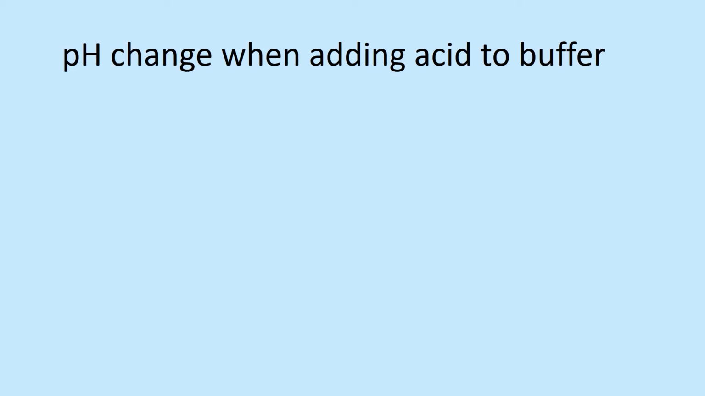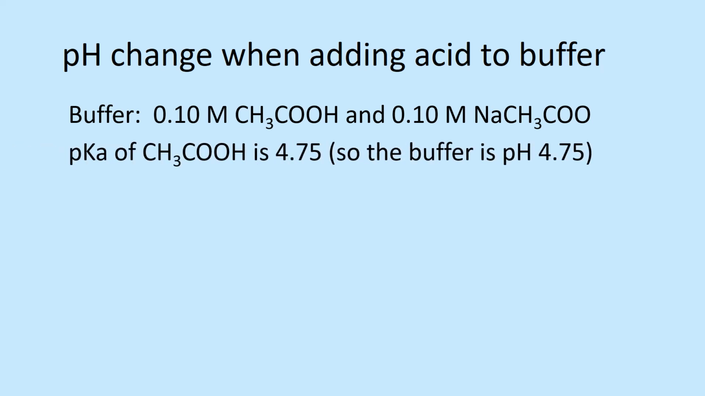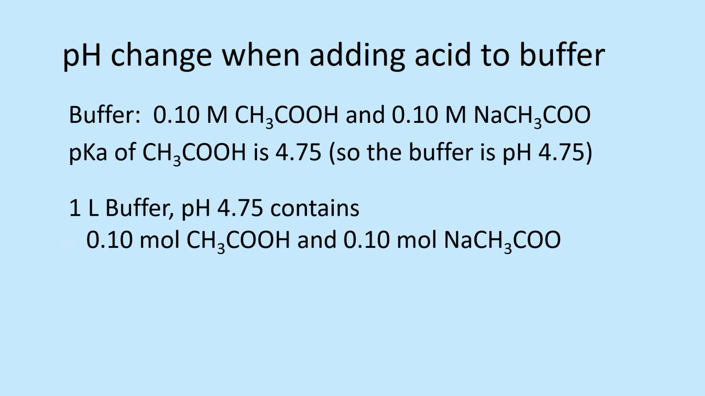And now we're ready to calculate how the pH changes when you add strong acid to a buffer. As a buffer, we'll use a mixture that has 0.1 molar acetic acid and 0.1 molar sodium acetate. The pKa of acetic acid is 4.75. So as we've shown before, since the concentrations of weak acid and weak base are the same, the pH of the buffer is going to be the pKa. So the pH of this buffer is 4.75. If you have 1 liter of this buffer, as we did before, at pH 4.75, it's going to contain 0.1 mole of acetic acid and 0.1 mole of sodium acetate.